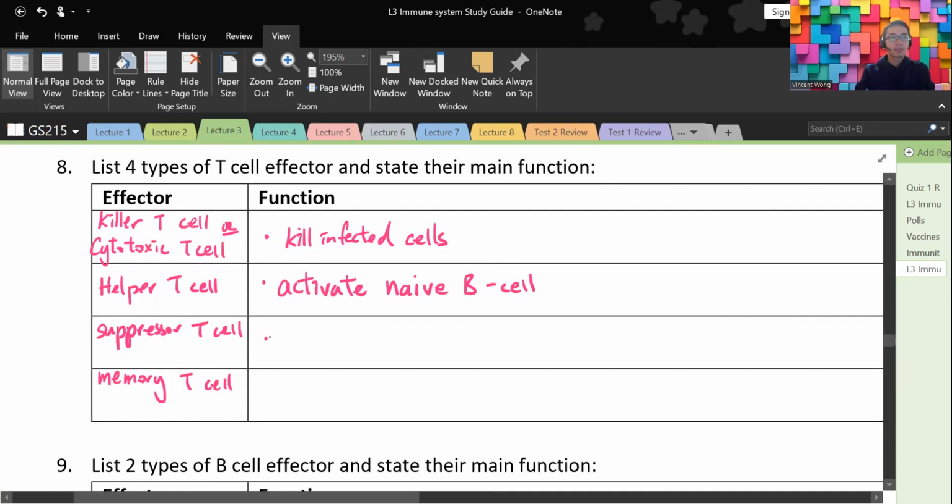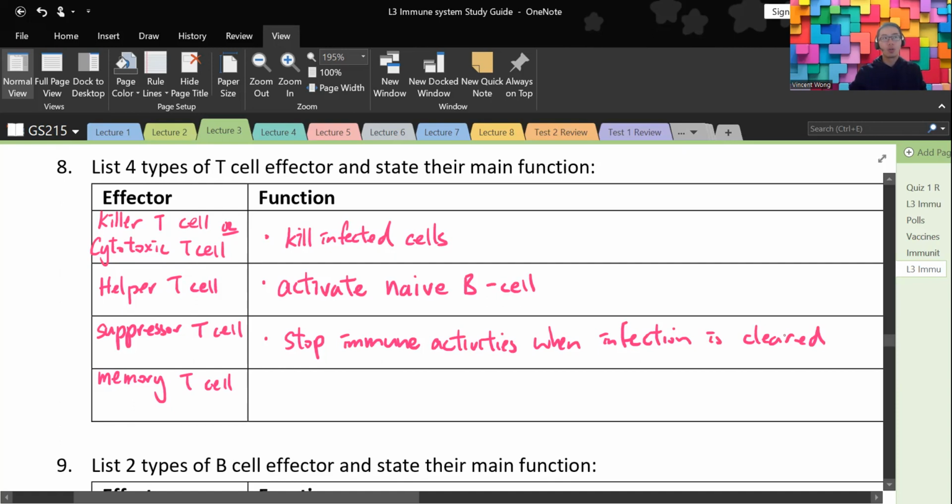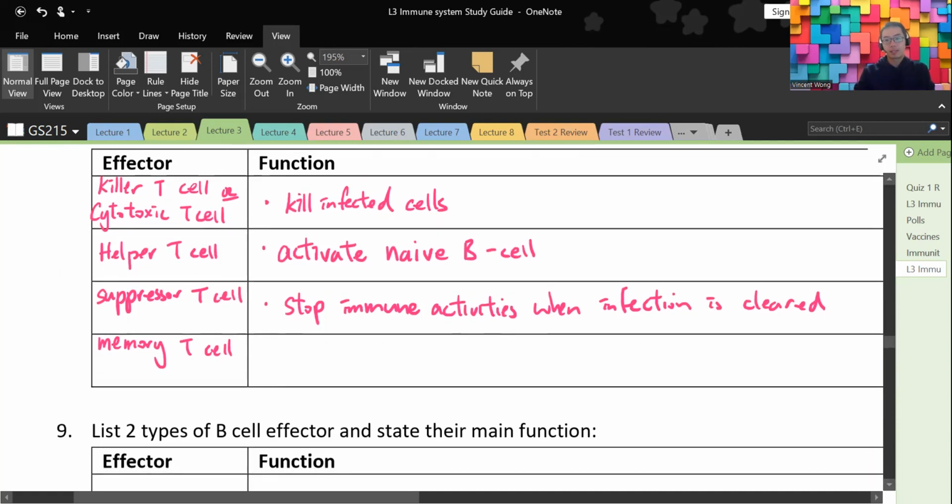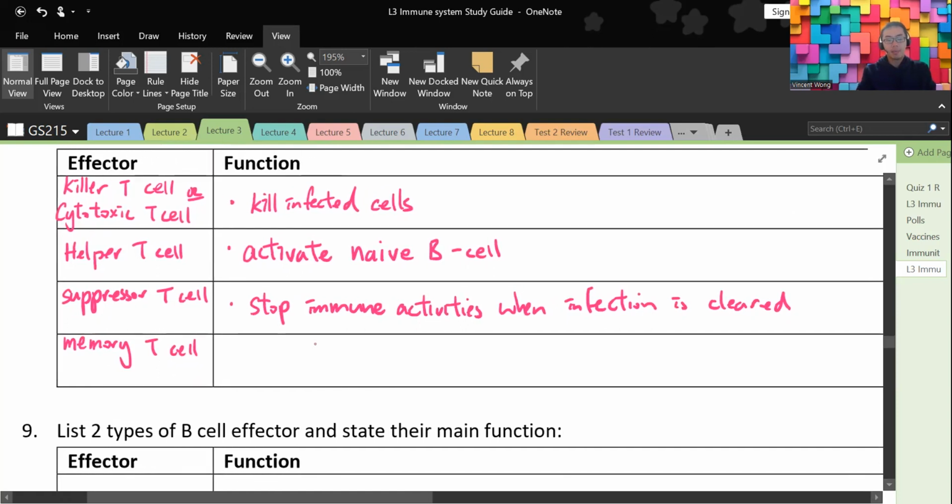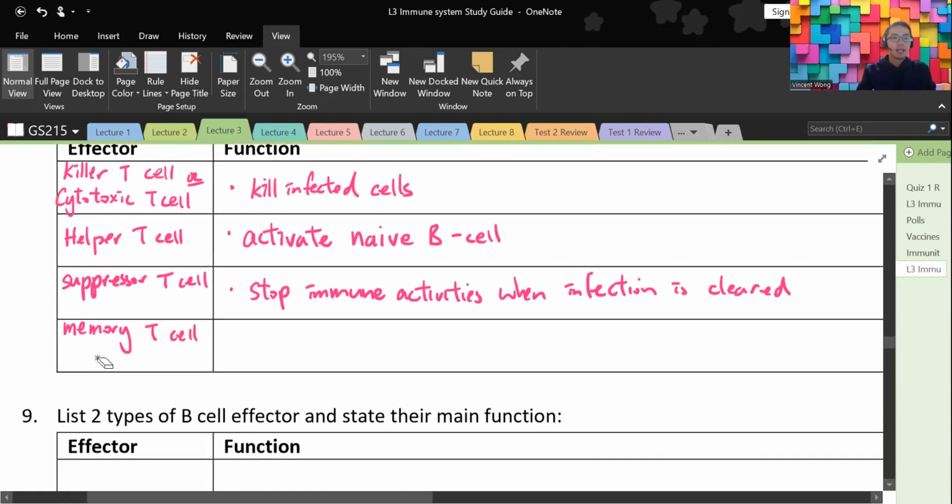The suppressor T cell's function is to stop immune activities when the infection is cleared. You don't want your white cells to keep on cloning themselves when the infection is gone. Uncontrolled proliferation of white cells is basically like leukemia, so we don't want that. Memory T cells will stay in the body.